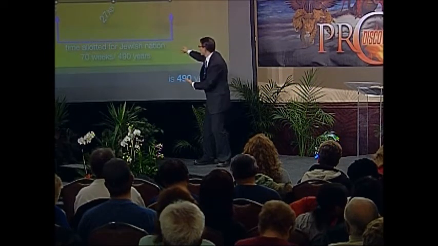And look at this. That just gets us through the first 69 weeks of this prophecy. Do you see that, everyone? That's just the first 69 weeks. That just gets us to 27 AD. We still have another week. Well, what happens in that week?